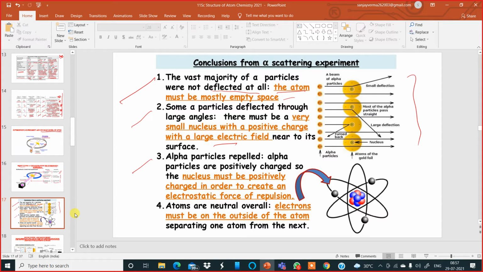Number three: some alpha particles were repelled. Alpha particles are positively charged, so the nucleus must be positively charged in order to create an electrostatic force of repulsion. That means alpha particles are positive and the nucleus is also positive. That's why there is a force called repulsive force. Number four: atoms are neutral overall. Atoms are neutral because the number of electrons outside the nucleus is equal to the number of protons inside the nucleus. So that was the conclusion from the alpha scattering experiment.